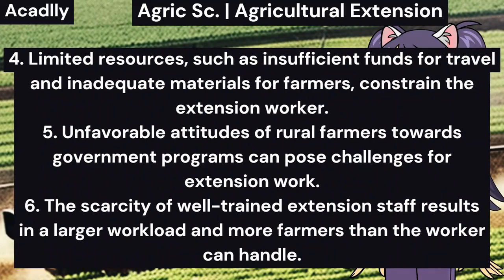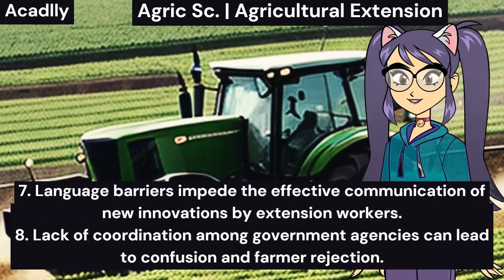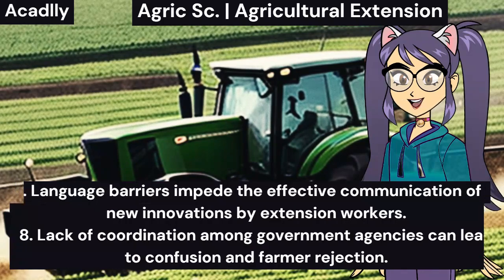4. Limited resources, such as insufficient funds for travel and inadequate materials for farmers, constrain the extension worker. 5. Unfavorable attitudes of rural farmers towards government programs can pose challenges for extension work. 6. The scarcity of well-trained extension staff results in a larger workload and more farmers than the worker can handle. 7. Language barriers impede the effective communication of new innovations by extension workers. 8. Lack of coordination among government agencies can lead to confusion and farmer rejection.